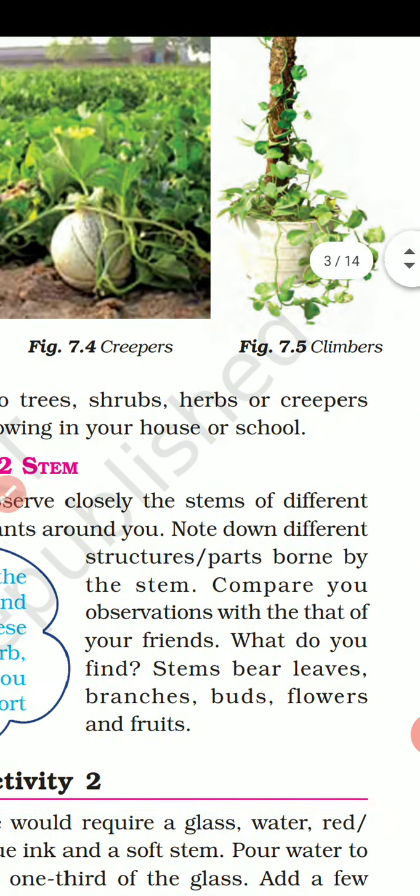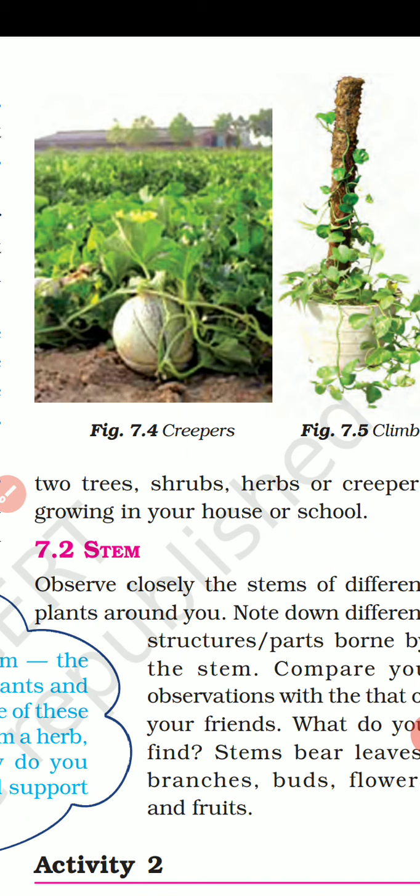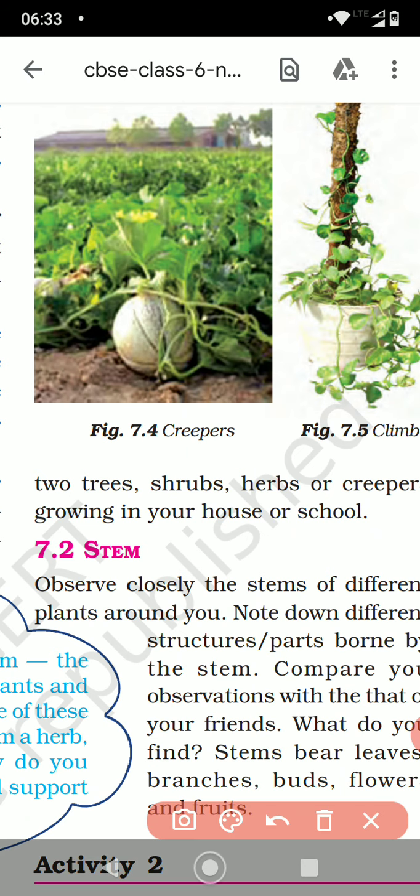Okay, children, you can see here creepers. So this is a big pumpkin. So check it out. This is a big pumpkin because the fruit is so big. The pumpkin plant tries to grow with the help of a helper, but once the plant has its fruit, it cannot go up because of the weight of the fruit. So it grows as a creeper, right?